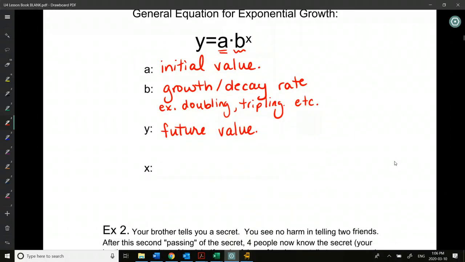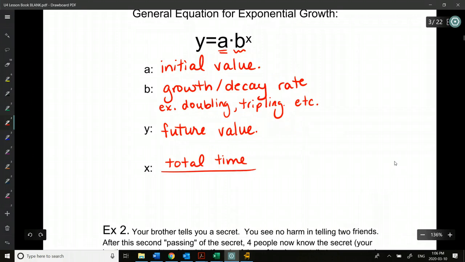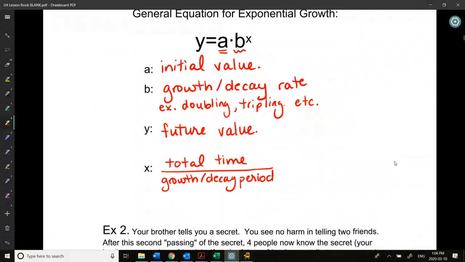Okay, future value, and then x has 2 components to it. So x is anything to do with time. So if you see anything with time, it's going to be total time. So how much time has passed since the beginning? And this is going to be the growth or decay period underneath here. Pardon? 1 divided by, right? Divided by, yes. Total time over growth or decay period.